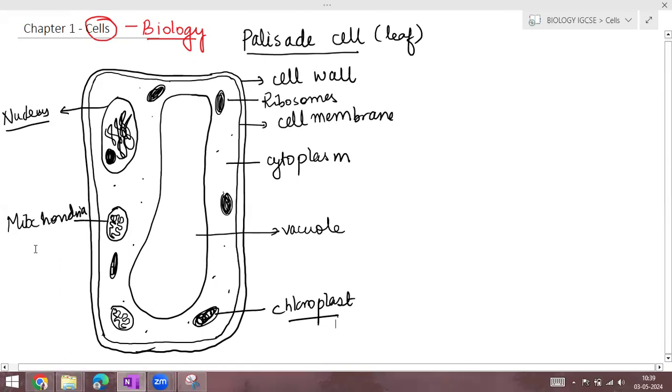So that's it. In the next video, I will talk more about this palisade cell and plant cell, and the animal cell, and then we will also discuss the similarities and differences. Meanwhile, go through this particular chapter and whatever I've explained, try to have a look at it. In the next video, we'll start from this particular point.